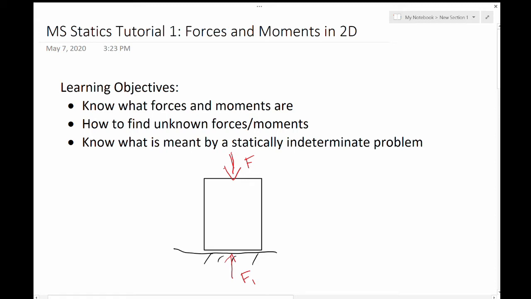We can figure out what F1 is quite easily just by summing the forces. So we have negative F. That negative is just coming from the assumed direction that we've drawn it. And then plus F1, drawn in the positive y direction, if we have a coordinate system of y, x like that. And we want things to equal 0 because nothing here is moving. And so we can find quite easily that F1 equals F.